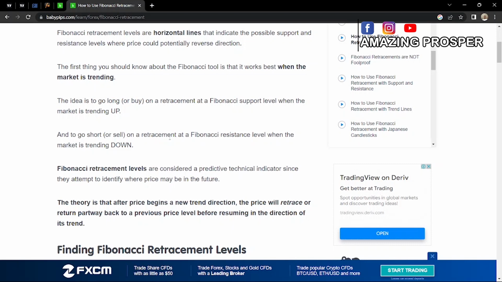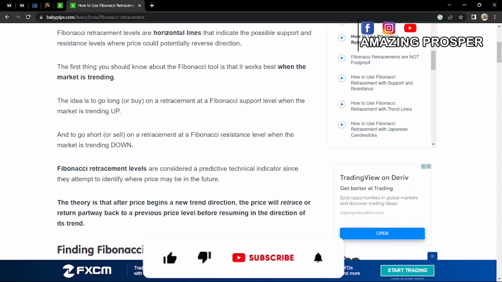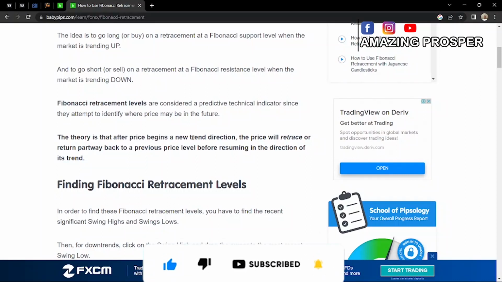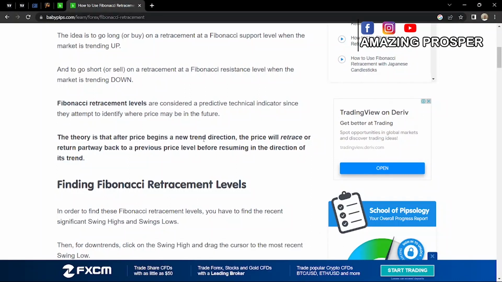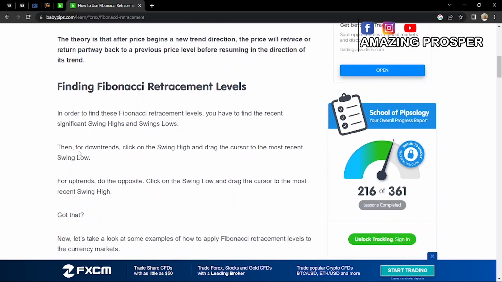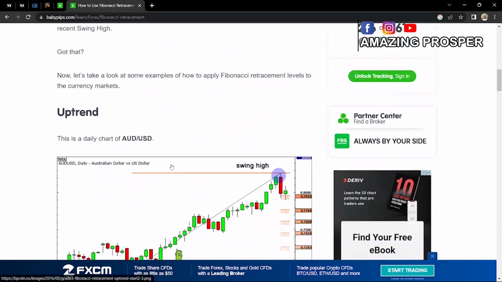On a retracement at a Fibonacci resistance level, when the market is trending down. The theory is that price begins a new trend direction. The price will retrace or return part of the way back to a previous price level before resuming in the direction of its trend.